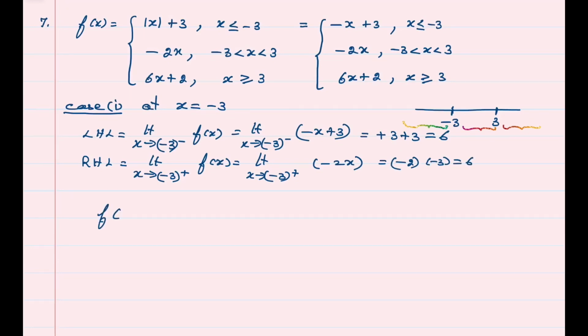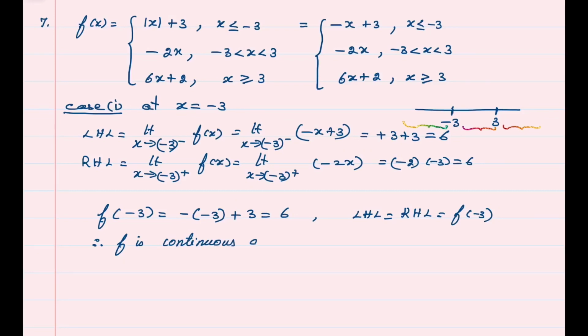And f of minus 3. For f of minus 3, we have to use the equal to minus 3 definition, which is minus x plus 3, minus of minus 3 plus 3, which is 6. LHL equal to RHL equal to f of minus 3. Therefore, f is continuous at minus 3.